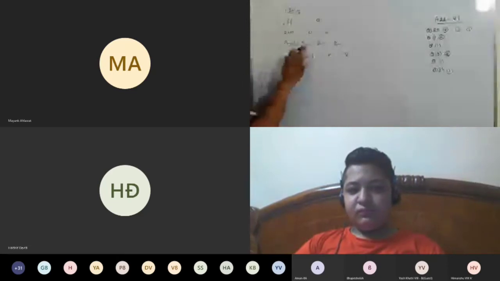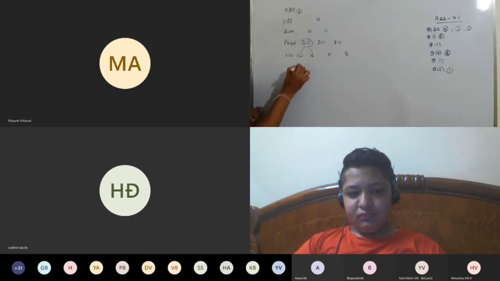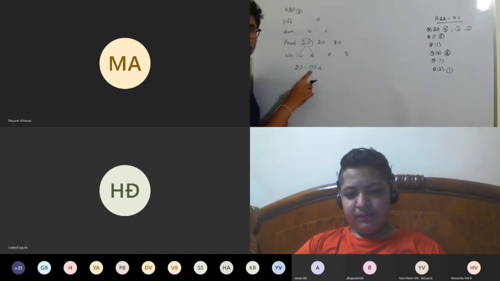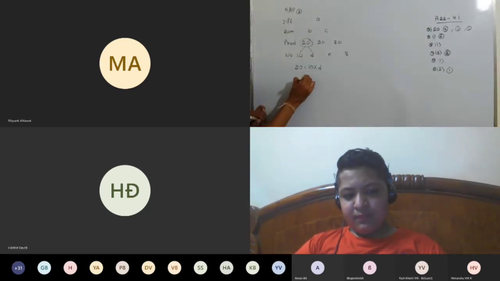Okay, students, the product is 20. Product is 20, of which two numbers? These two numbers. So can I say that 20 is equal to 10 multiplied by D? Now 10 is in multiplication. When it goes here, it will be in division. So 20 divided by 10. So the value of D is 2 now.